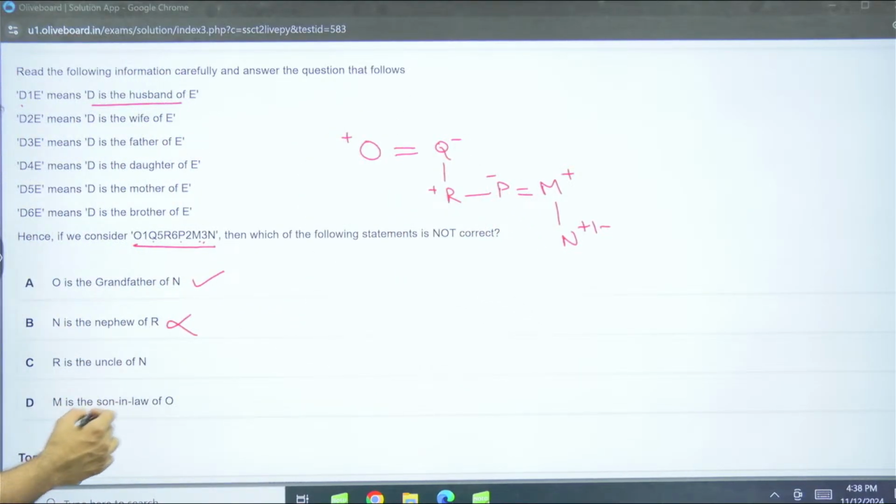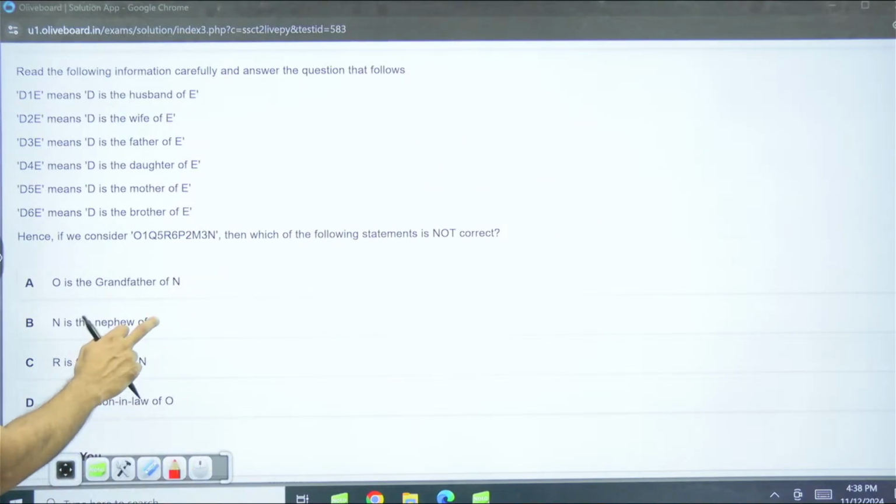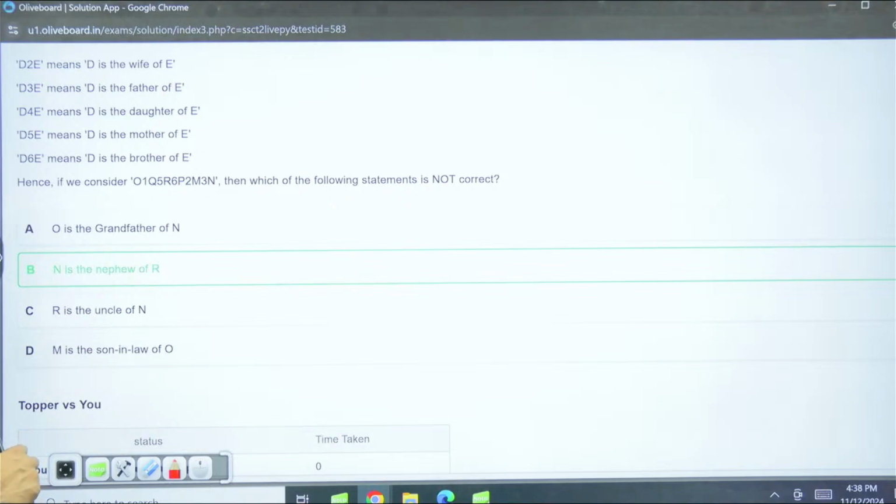So the right answer should be option B. Let's mark option B. N is the nephew of R. B is the right one.